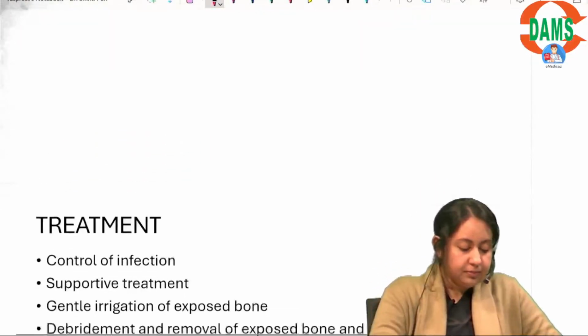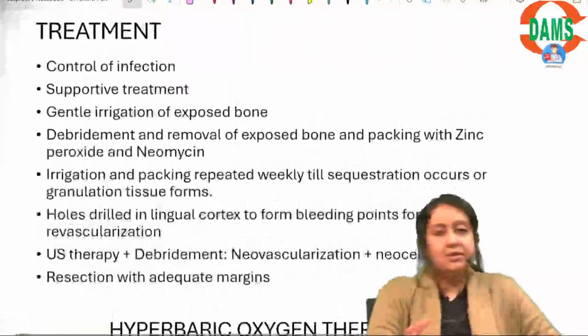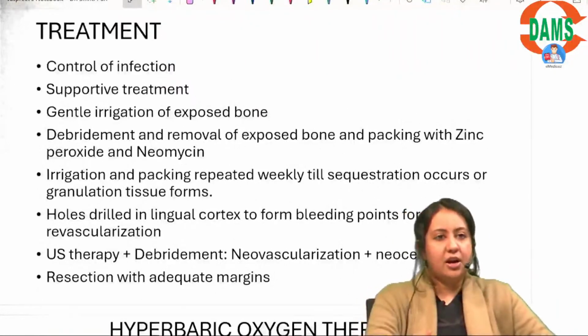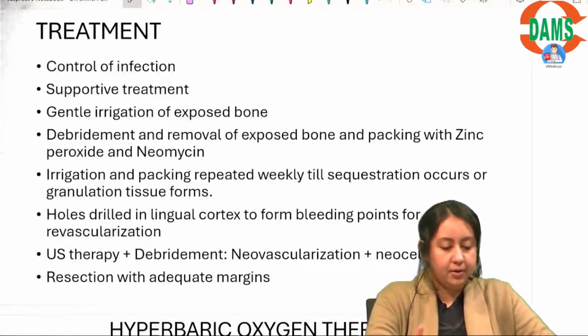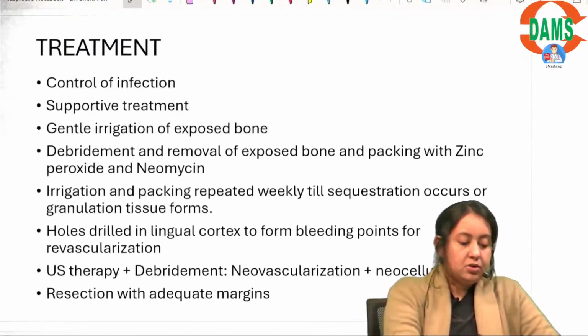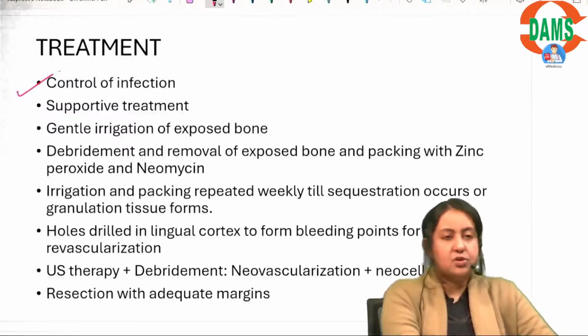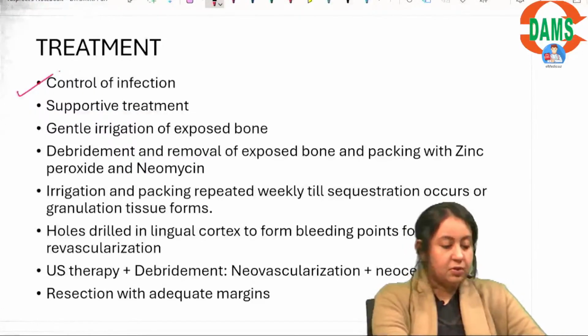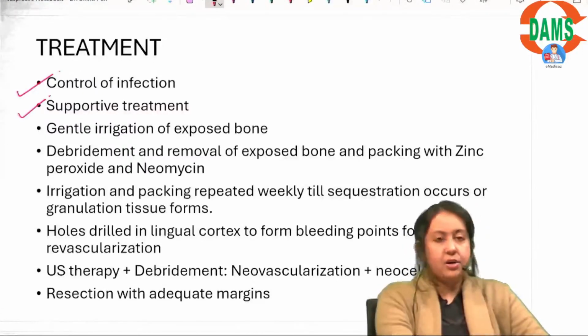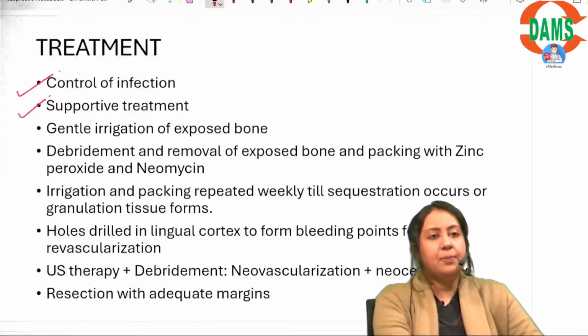Now there are certain points that need to be taken care of during the treatment. So if there is infection, first of all we control the infection, followed by supportive treatment. In supportive treatment you can give nutritional supplements to the patient. Calcium, B12, you can keep the patient on a fluid diet, because if the patient is unable to chew or if the patient is having trismus.